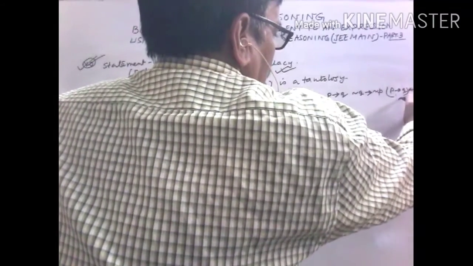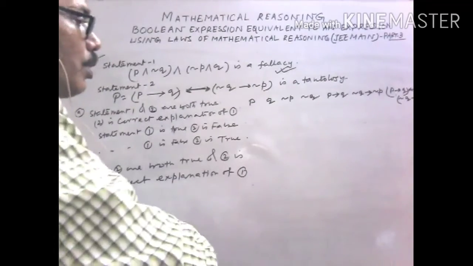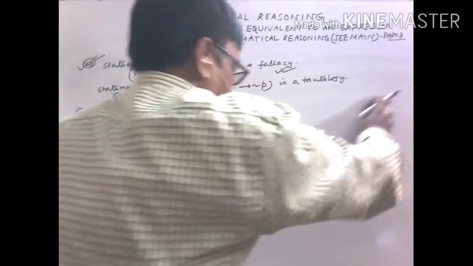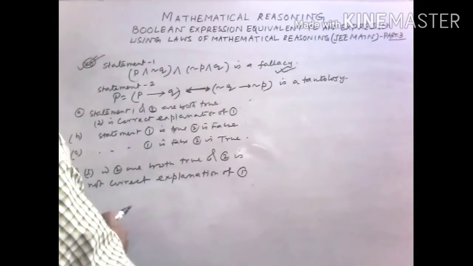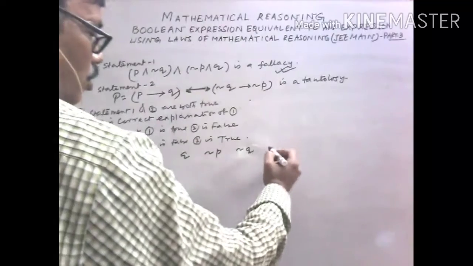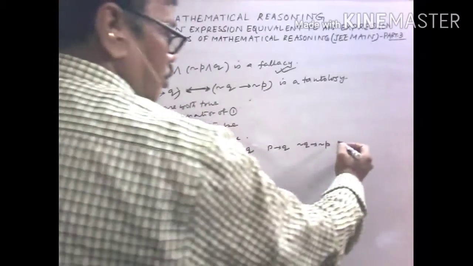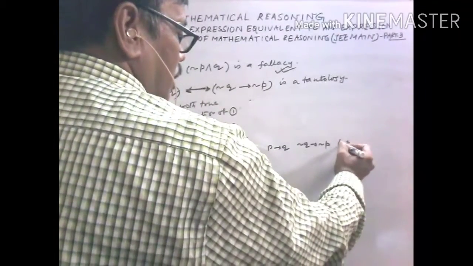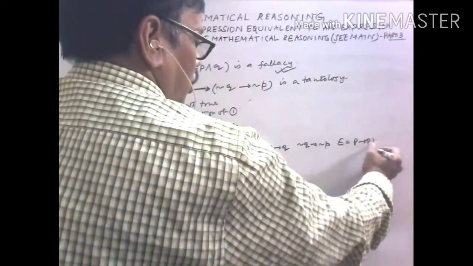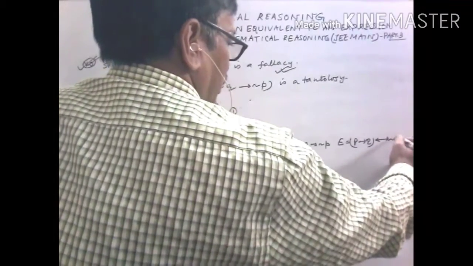So we write P arrow Q biconditional negation Q arrow negation P. Not enough space, so we start from here. P, Q, negation P, negation Q. These are the four components. P arrow Q, then negation Q arrow negation P, and finally this one, the proposition. This is expression E equals P arrow Q biconditional negation Q arrow negation P.